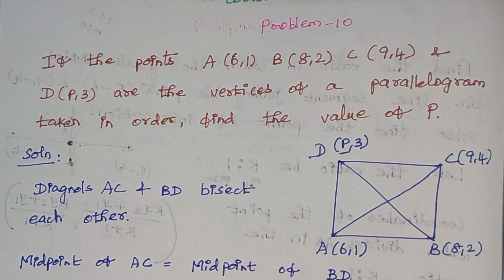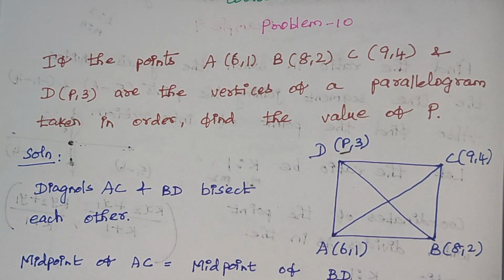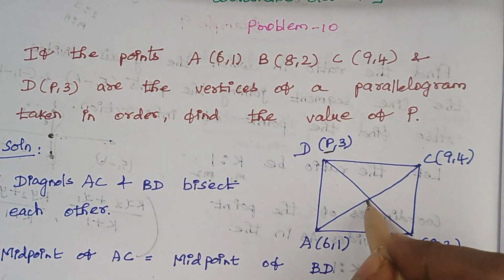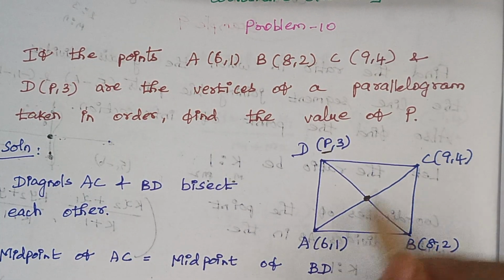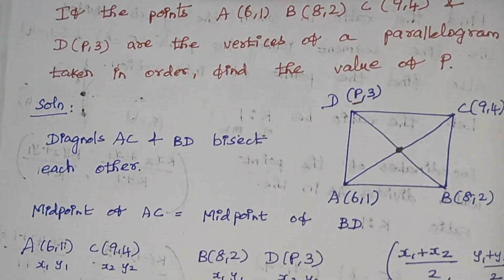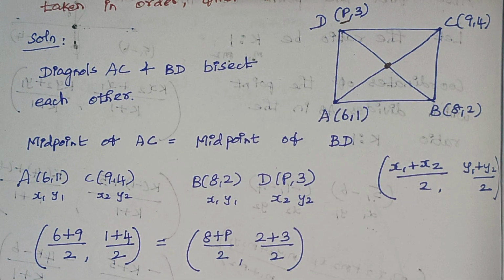Regarding a parallelogram, we know that the diagonals bisect each other. So you see AC is one diagonal and BD is the other diagonal. They intersect at a point, and this point is the midpoint of the line AC as well as the midpoint of the line BD. Therefore the midpoint of AC is equal to the midpoint of BD.